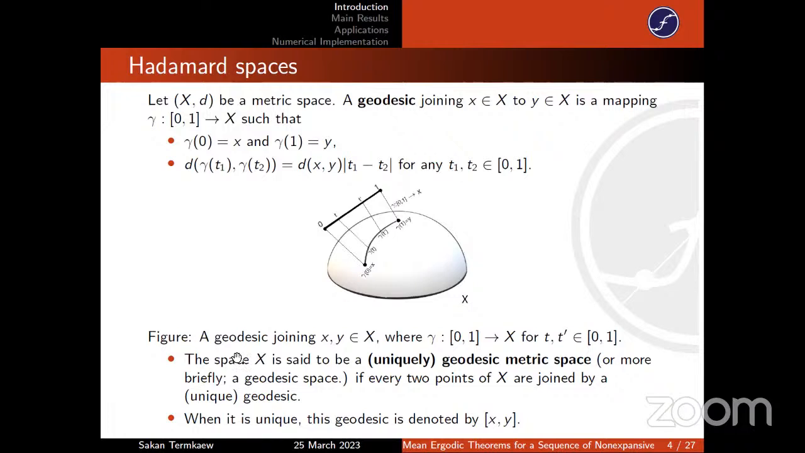Then the space X is said to be a geodesic metric space, or uniquely geodesic, if every two points of X are joined by a geodesic, or a unique geodesic. When this geodesic is unique, we denote the geodesic segment between x and y by the closed interval [x, y].